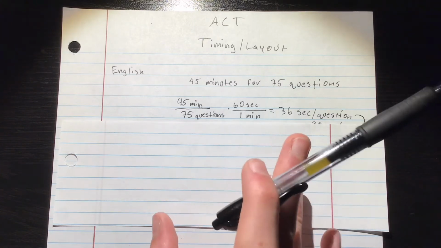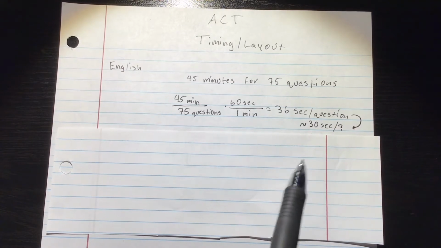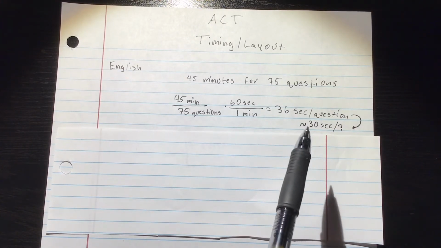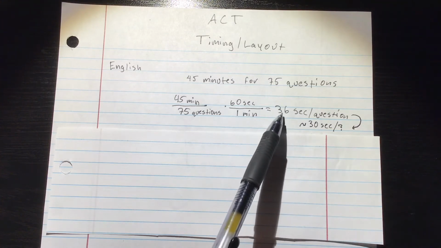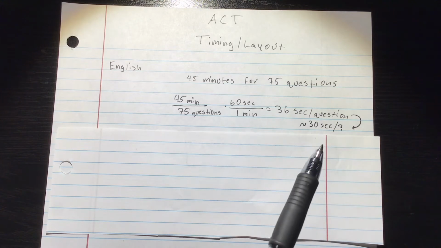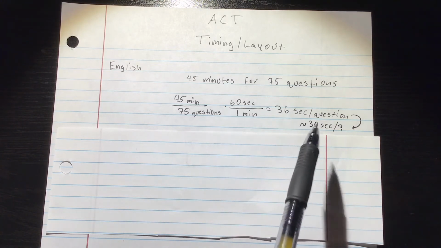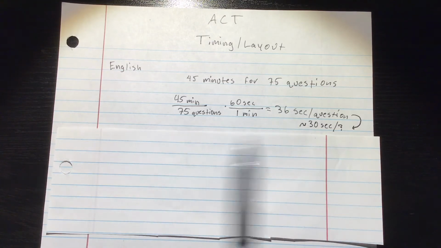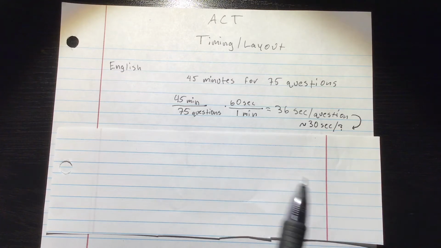But generally, you want to save a little bit of time, or bank on saving some time, to go back or spend a little bit more time on some of the more difficult questions. So we just rounded this down to 30 seconds per question. 30 seconds is really general, but it'll give you that extra time when you're getting stuck on some of them, and extra time at the end to go back.